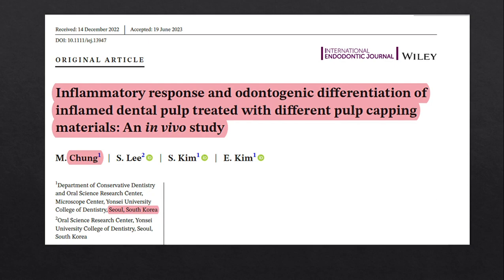My paper today is titled "The inflammatory response and odontogenic differentiation of inflamed dental pulp treated with different pulp capping materials." It's an in vivo study done by Chung and his group from Seoul and published in the International Endodontic Journal 2023.